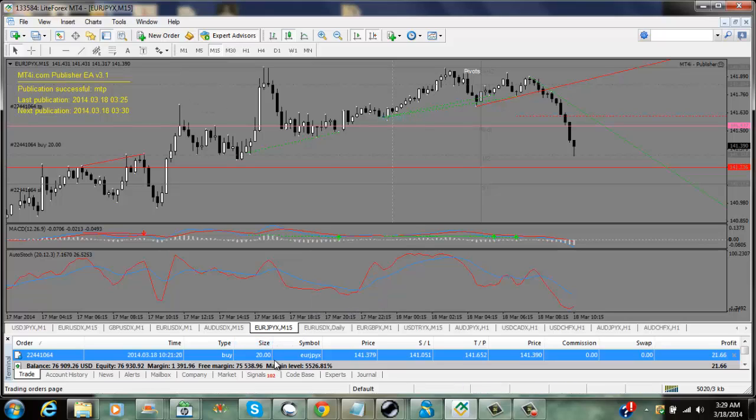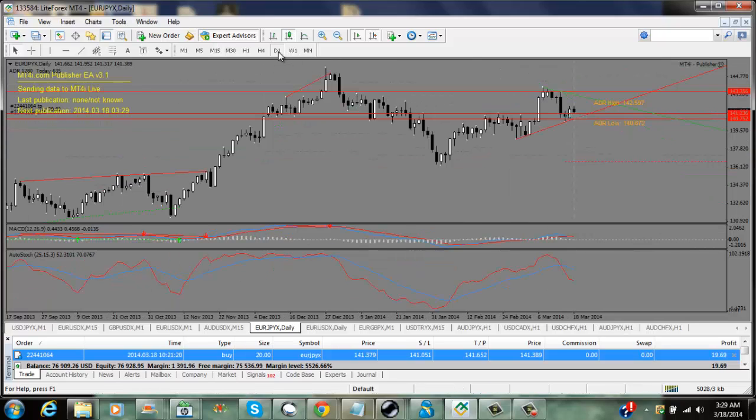So let's go ahead and take a look at the trade here. We're filled at 141.37 to the long side. Our stop loss is at 141.05, and our take profit is at 141.65. And let's go ahead and do a quick analysis here, starting from the daily perspective.